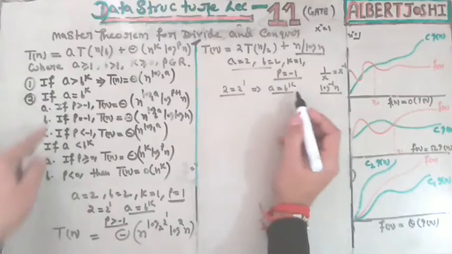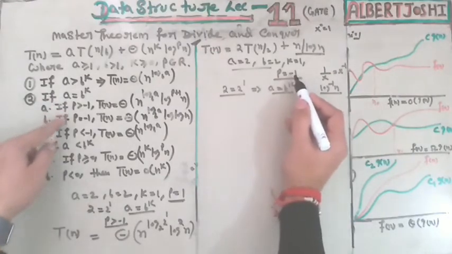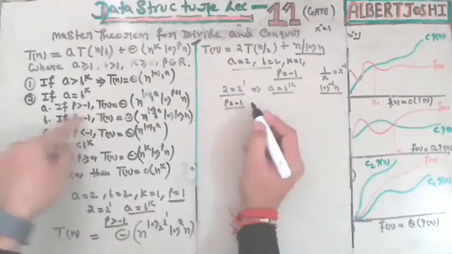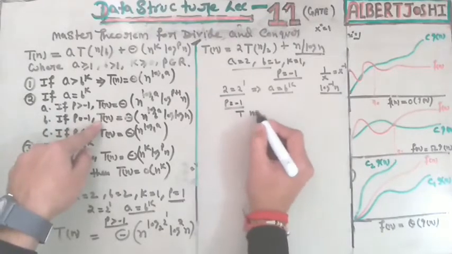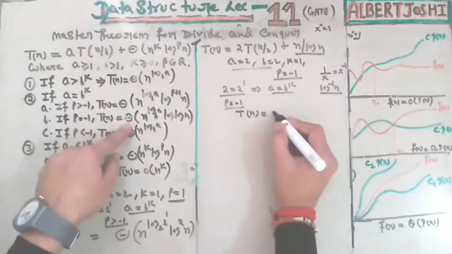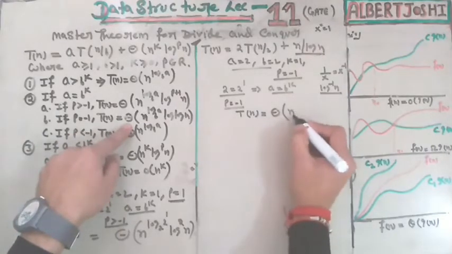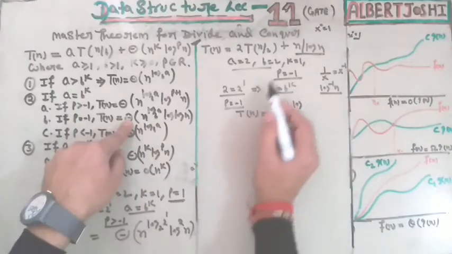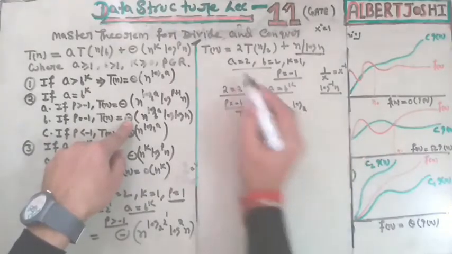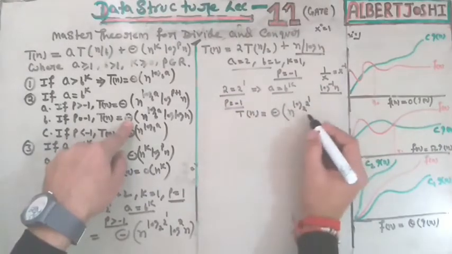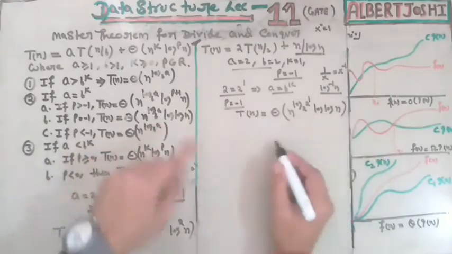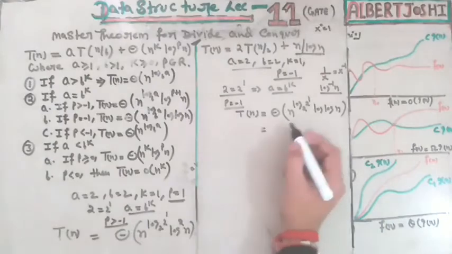Okay, it is satisfying. Now p is equal to minus 1. This condition is satisfying. It implies that your time complexity for such type of case is T(n) = theta(n^(log_b a) log n). What is b? b is 2, a is 2, so the power is 1, into log n. This is the final answer.